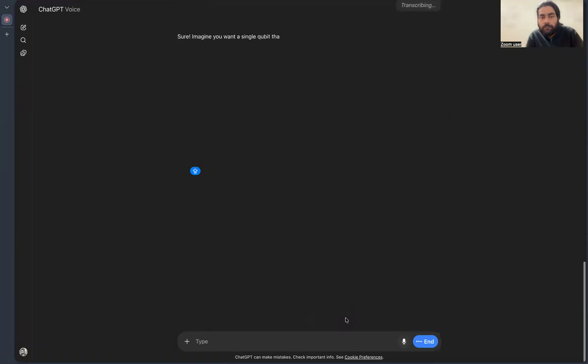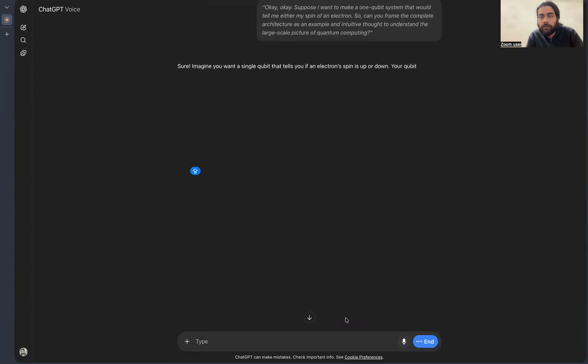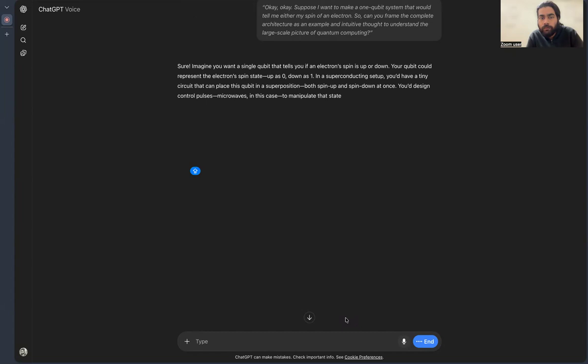Sure. Imagine you want a single qubit that tells you if an electron spin is up or down. Your qubit could represent the electron spin state, up as 0, down as 1. In a superconducting setup, you'd have a tiny circuit that can place this qubit in a superposition, both spin up and spin down at once. You'd design control pulses, microwaves in this case, to manipulate that state and measure it. When you measure, the superposition collapses to spin up or spin down, giving you the result.